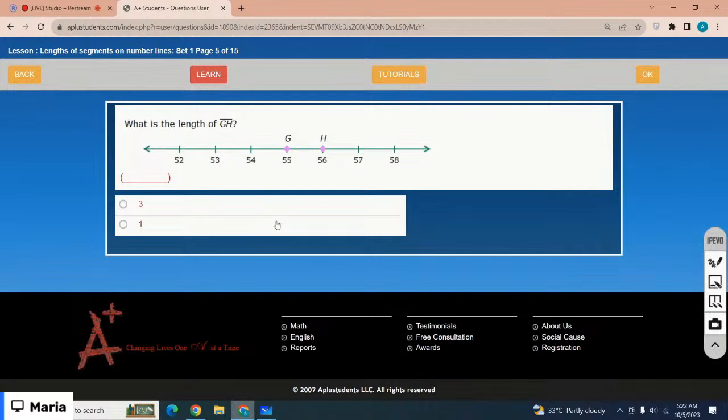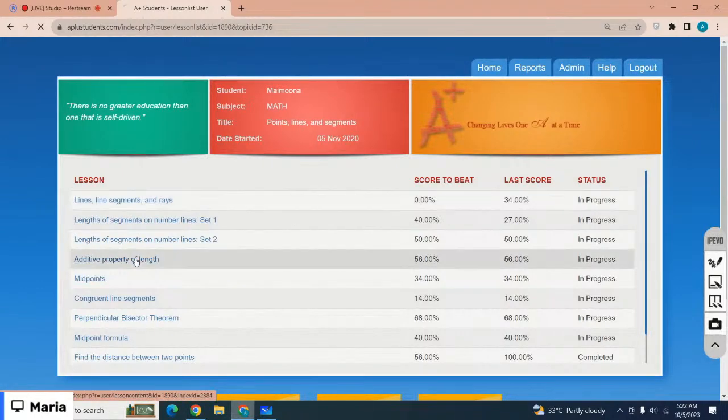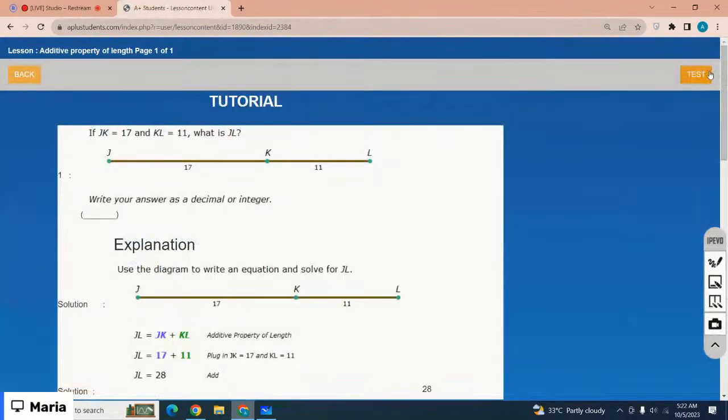Okay, you can complete the lesson by yourself later today. Let me just move on to the next lesson. Okay, you can do length of segments on number line set 2 on your own. Let's just see the additive property of length. We've already done with this one. Let's just do the practice questions, right?